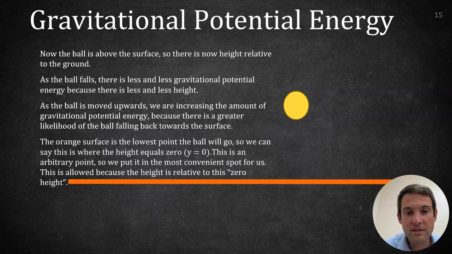The orange surface is the lowest point the ball will go, so we can say this is where the height equals 0. This is an arbitrary point, so we put it in the most convenient spot for us. This is allowed because height is relative to the 0 height. So when we're looking at gravitational potential energy, we can move this height equals 0 around. Normally we want to put that height equals 0 at the lowest point that the system we care about is going to be going.